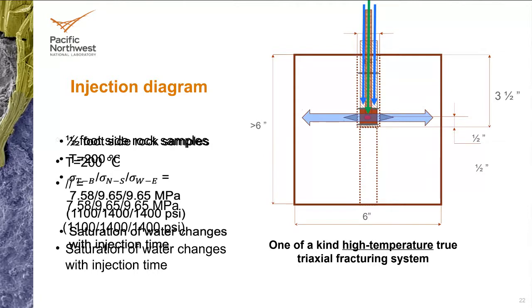So by having a minimum principal stress in the vertical direction, we are guiding, or enabling, the fracture to generate on the horizontal, or perpendicular to the direction of the injection of the fluid.